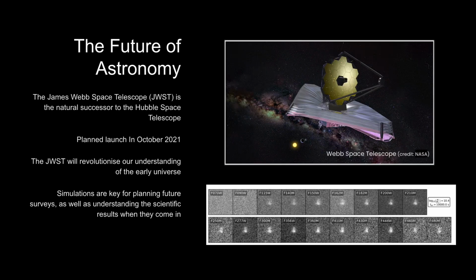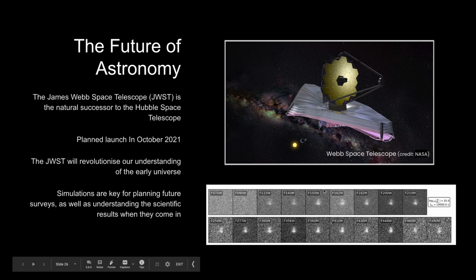We can then take this a step further and use simulations to predict what could be visible to upcoming observatories such as the Webb Space Telescope, which now finally, after many delays, is due for launch in under a year in October 2021. When Webb eventually launches, it will revolutionise our understanding of the early universe. But to fully understand its capabilities before it launches and to interpret its eventual results, we can use simulations to make predictions such as the one shown here.